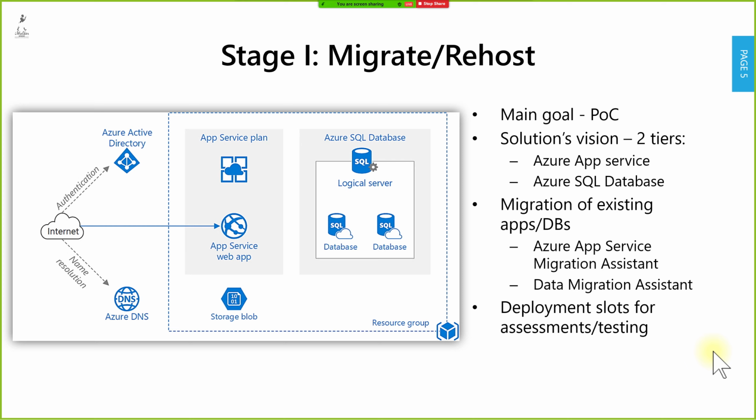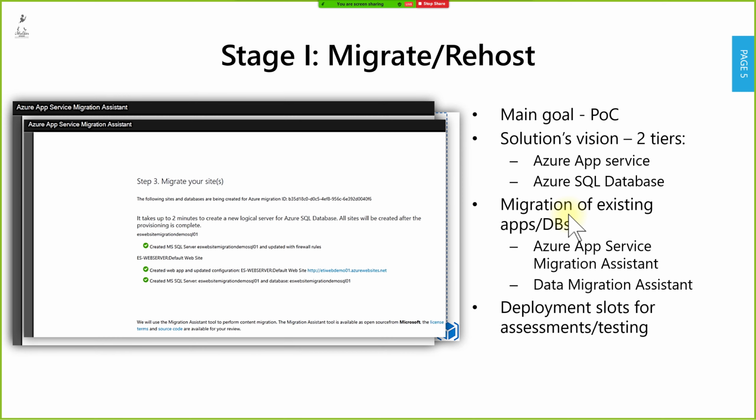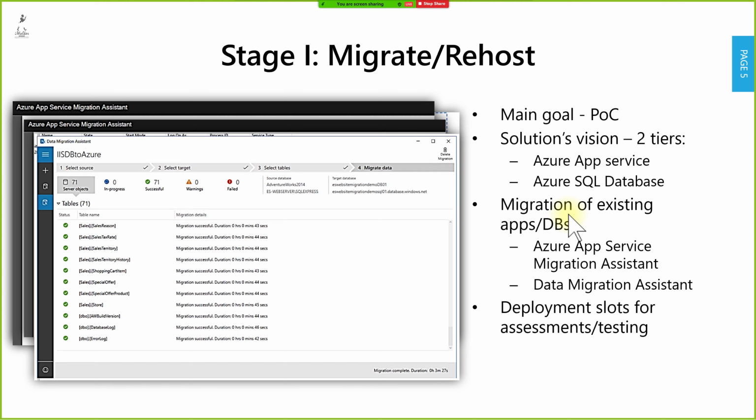It's like a few stages. The first stage is migrate and rehost. When we do the POC, we have two tiers, Azure application and Azure database, it's the easiest way. We are doing the migration of the application itself. We are doing the migration of the database by Data Migration Assistant, or by backup BACPAC files, etc. We move our data.